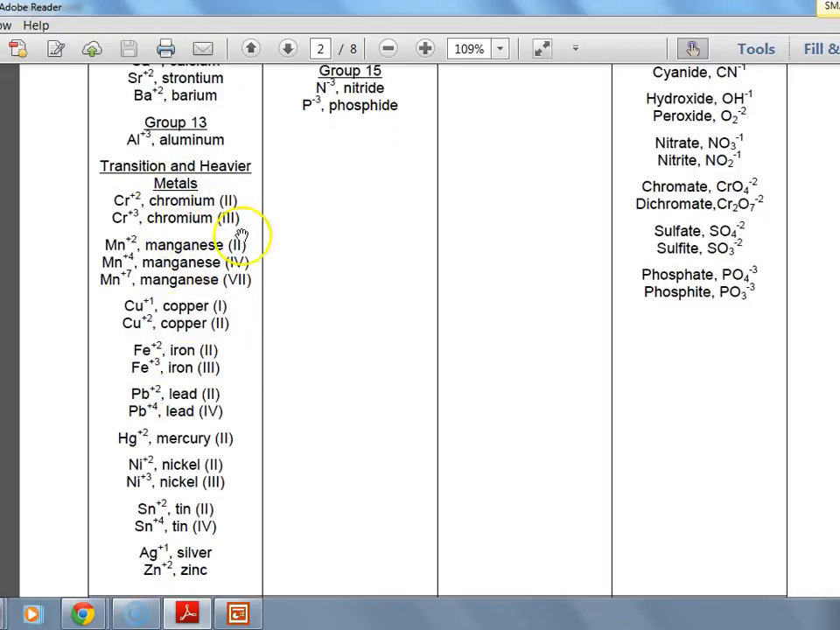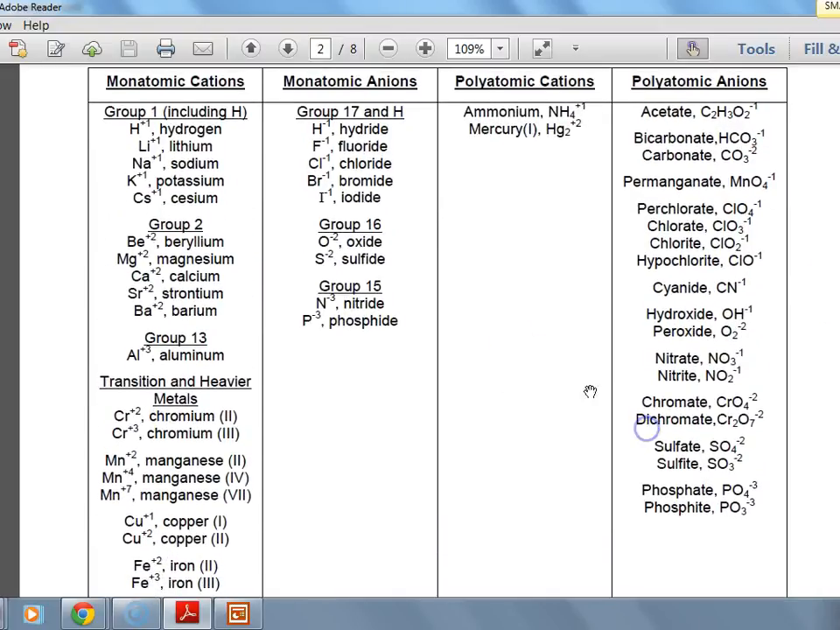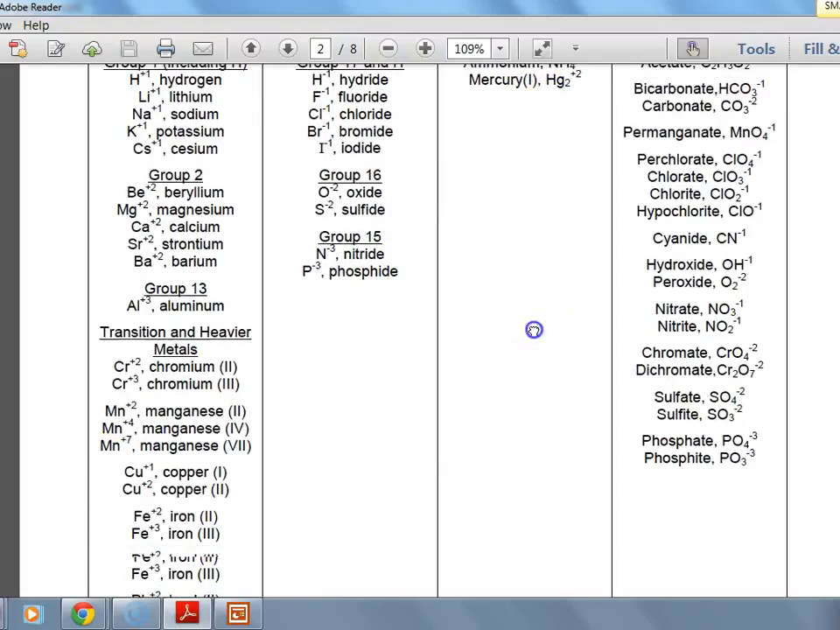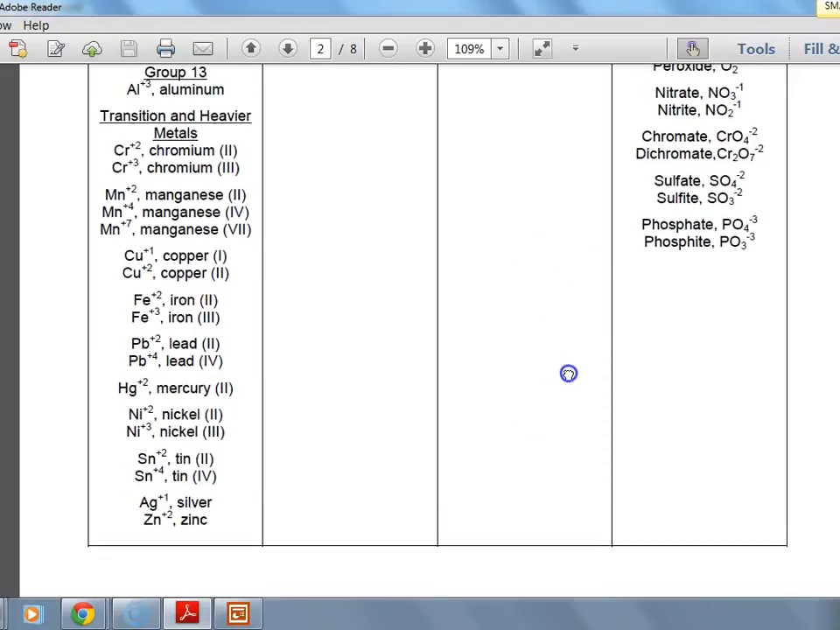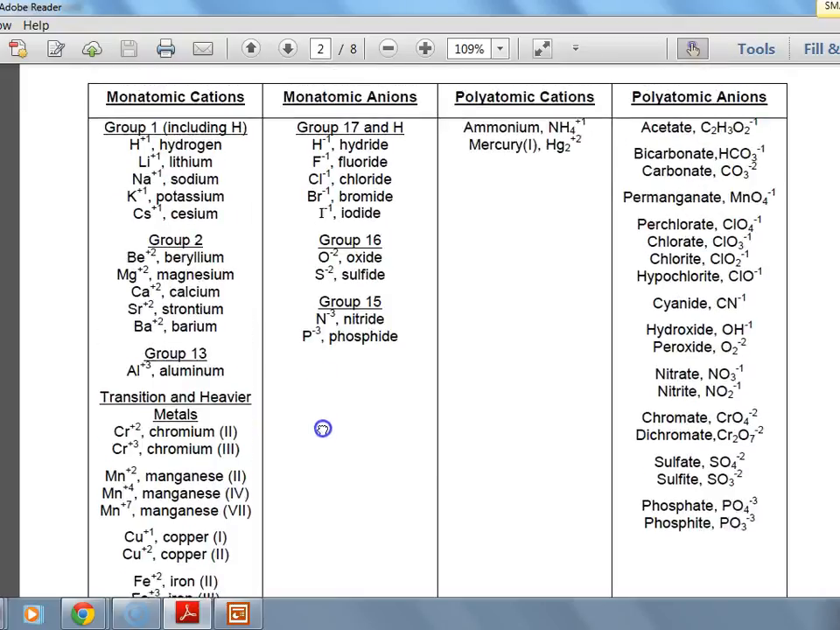If you notice, there's a few of these on here that have multiple charges: chromium, manganese, copper, iron, lead, nickel, tin, silver, and zinc. You really want to make sure that you know those charges for those specific metals. Mercury was only listed once over here, but that's because it's also listed over here as a polyatomic cation. I would really encourage you to make flashcards for these. That's going to make your life a lot easier. Silver and zinc did not have multiple charges, so that's why you don't see them listed with the Roman numerals, but you do need to know those 2 oxidation states.